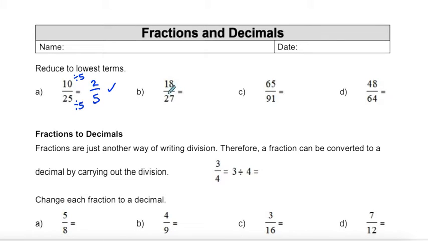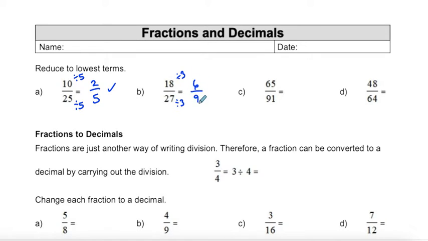So let's take a look at 3. Does 3 divide evenly into 18? Yes, it does. Does 3 divide evenly into 27? Yes, it does. So let's go ahead and divide both our numerator and our denominator by 3. So 18 divided by 3 is 6, and 27 divided by 3 is 9.